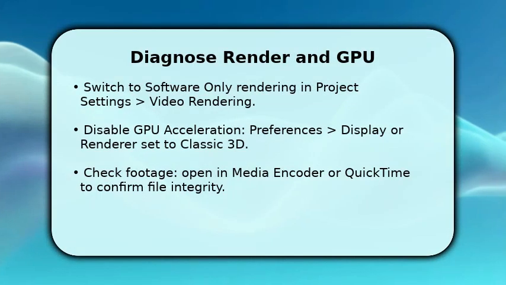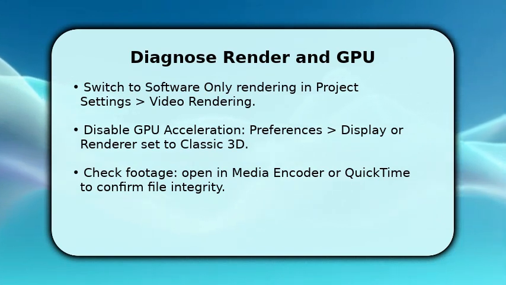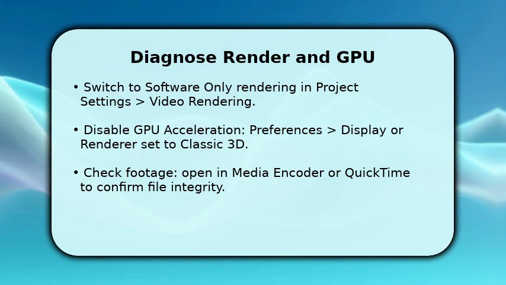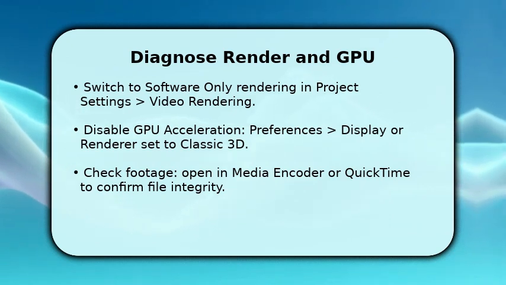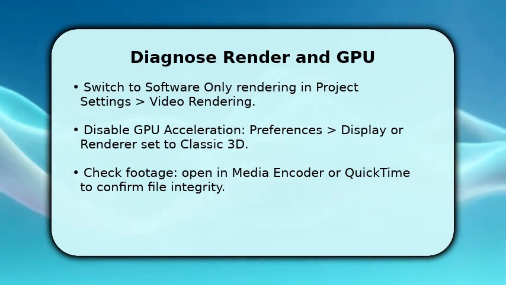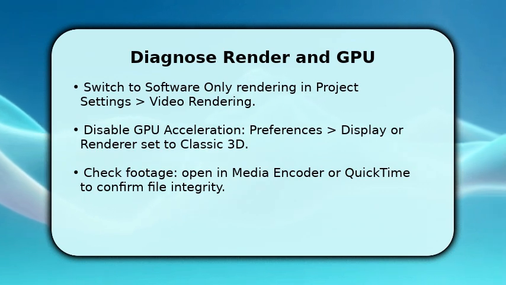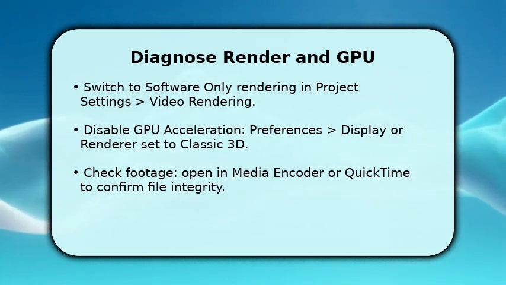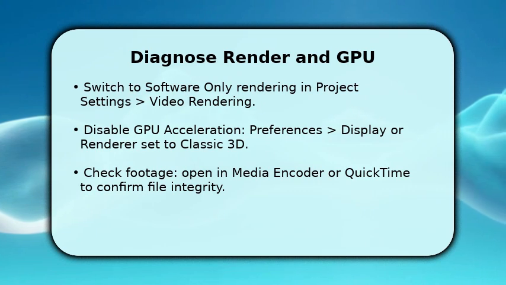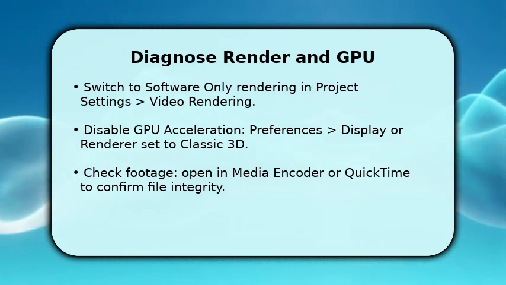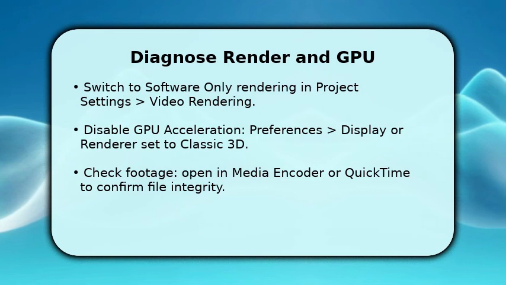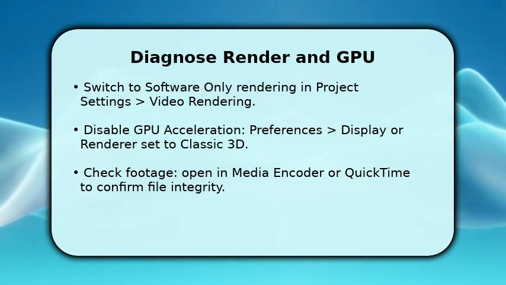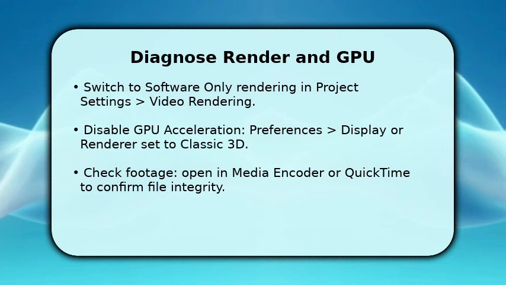Make sure your external displays are disconnected briefly while you test to isolate multi-monitor issues. Now you diagnose render and GPU interactions. Go to Project Settings and switch to Software-Only Rendering to rule out GPU compositing bugs, because many black screens stem from hardware acceleration. Next, in Preferences, set the renderer to Classic 3D or Mercury software, only to force CPU rendering and confirm the viewer works. Also verify your source footage by opening problem clips in Media Encoder or QuickTime. If a file fails to play there, fix or transcode it, since corrupted media also produces black frames.